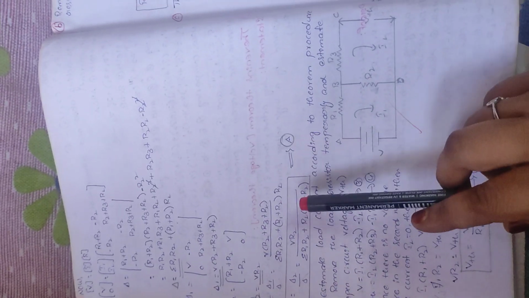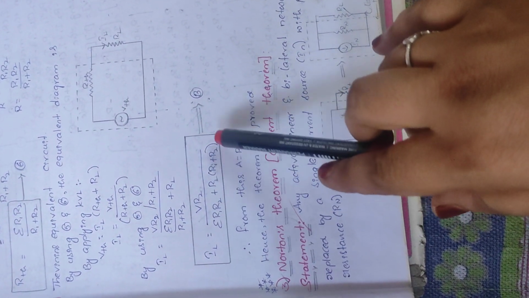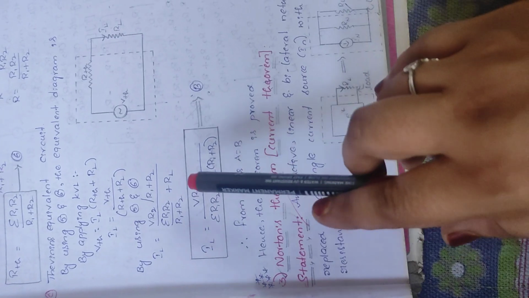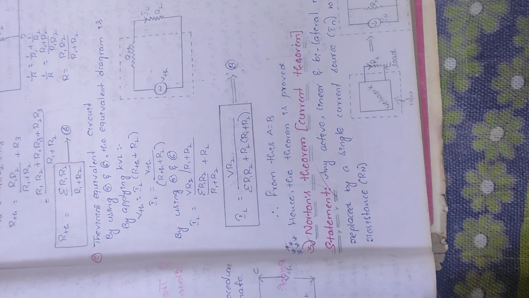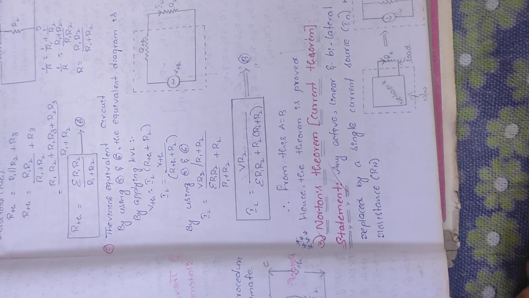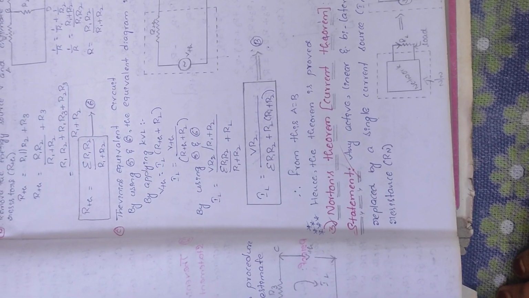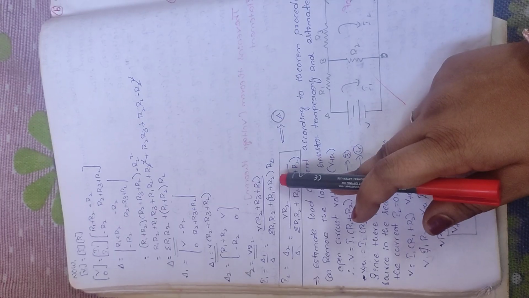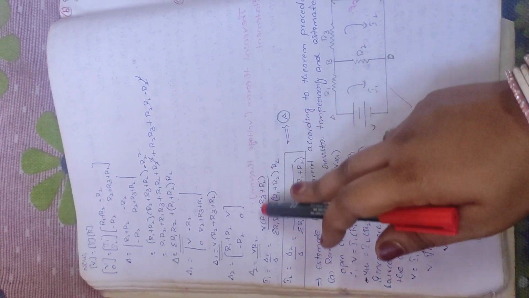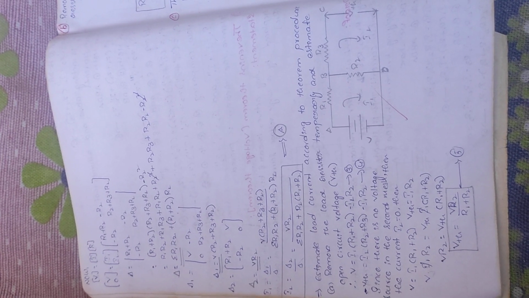Here we have equation A: V R2 by sigma R1 R2 plus RL into R1 plus R2. Here also we get the same expression. From this, A is equal to B. Hence the theorem is proved. That is, we replaced the resistance value with Thevenin's resistance and the voltage value with Thevenin's voltage, and we get the same load current as in the basic circuit. IL is equal to V R2 by sigma R1 R2 plus RL into R1 plus R2.